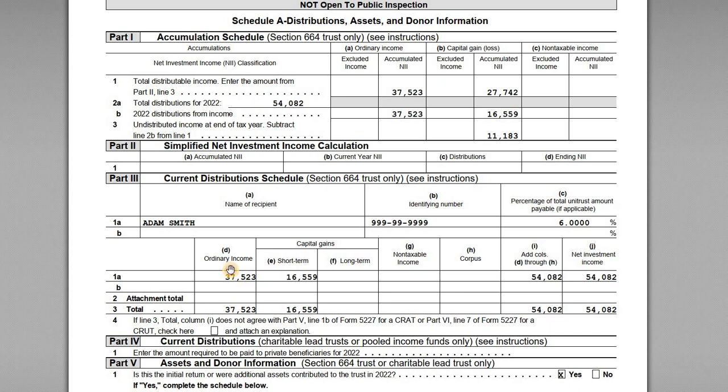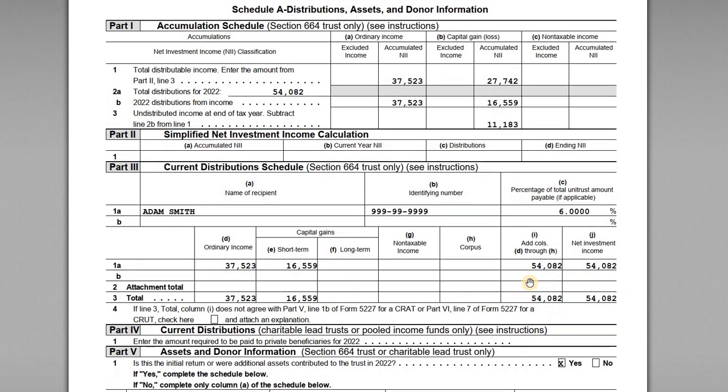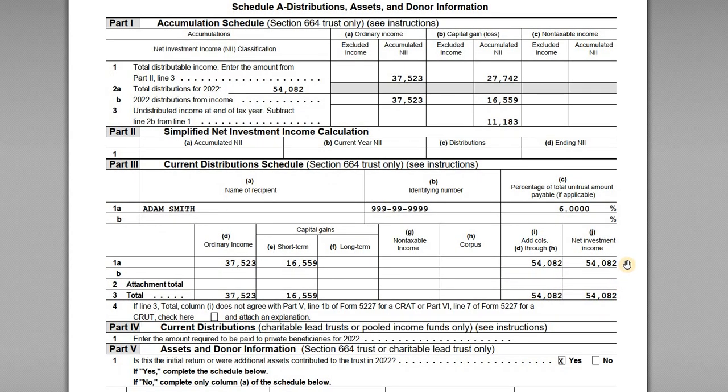So we've got the column D and E. We didn't have any long-term capital gains. We didn't have any non-taxable income, no corpus. So in column I, we add lines D through H. We got $54,082, all of which is net investment income. All right, we have all post 2012 income.